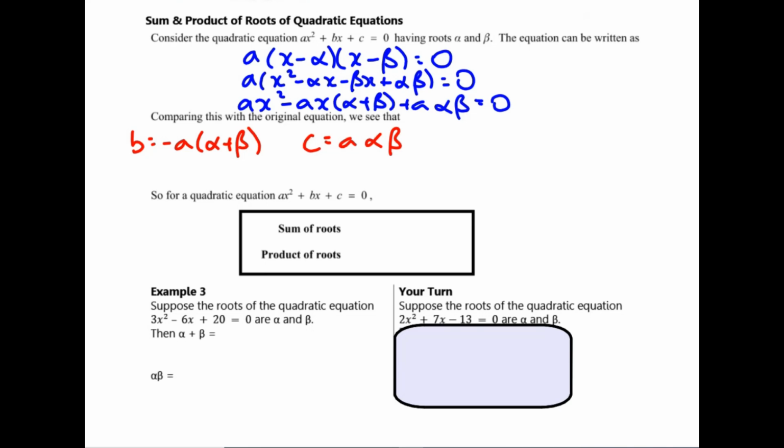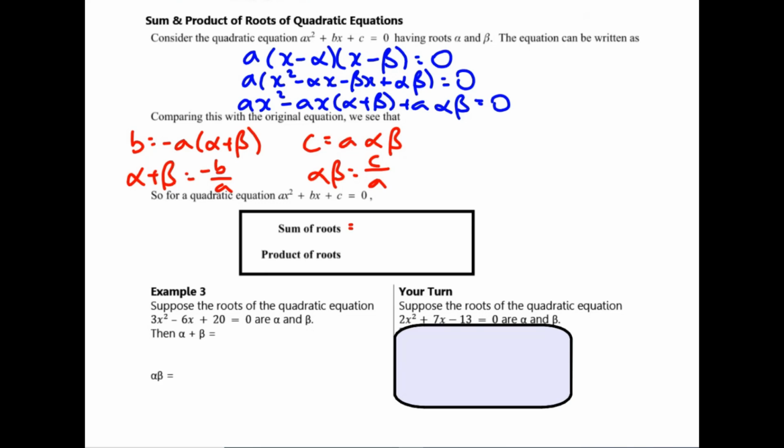Dividing both sides through by a, or minus a in the case of the first one, I get a result that alpha plus beta equals minus b over a, and I get that alpha beta is c over a from the second. This tells us that it's always true that the sum of the roots, so alpha plus beta, for a quadratic equation is equal to minus b over a from the coefficients. And likewise, the product of the roots, alpha times beta, is always equal to c over a for a quadratic.